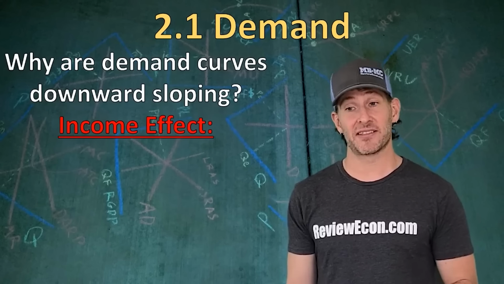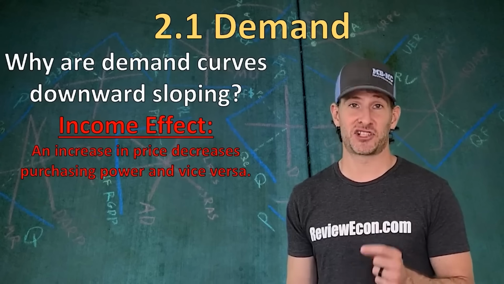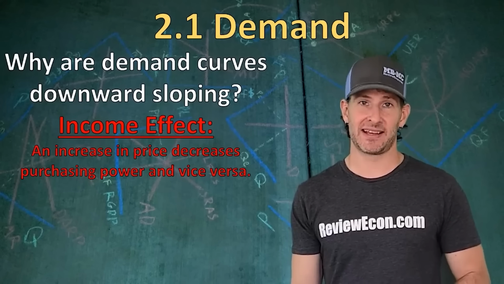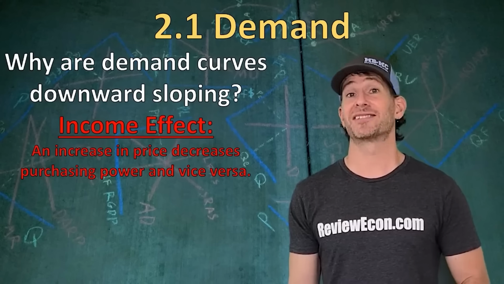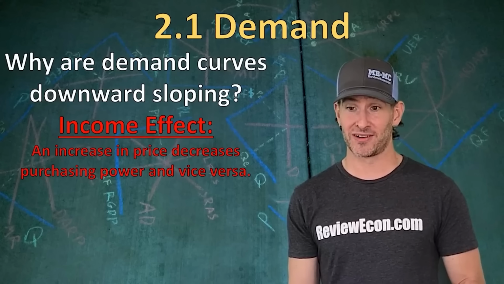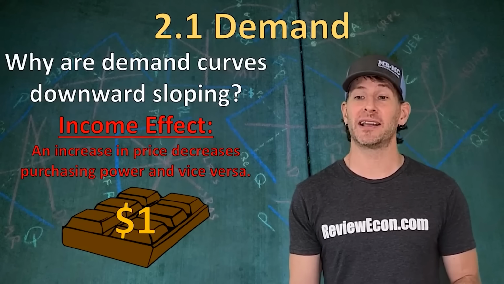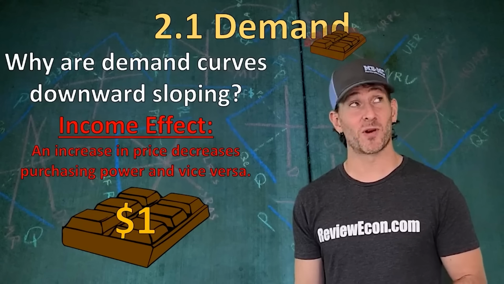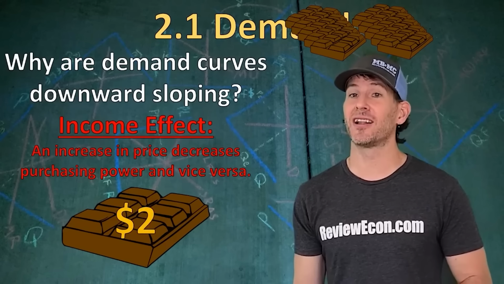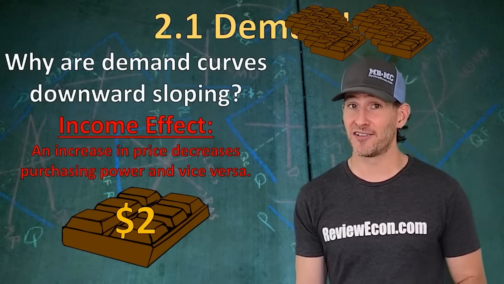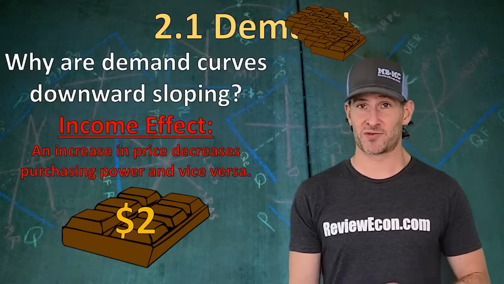The income effect tells us that there's an increase or decrease in purchasing power as a result of a change in price. Another way of saying this is that when the price goes up, I can't afford as much. When the price goes down, I can afford more. So if the price of candy bars is $1 and I've got $10 in my pocket, then my income of $10 is worth 10 candy bars. But if the price of candy bars doubles to $2, now the purchasing power of my $10 worth of income decreases to 5 candy bars worth.